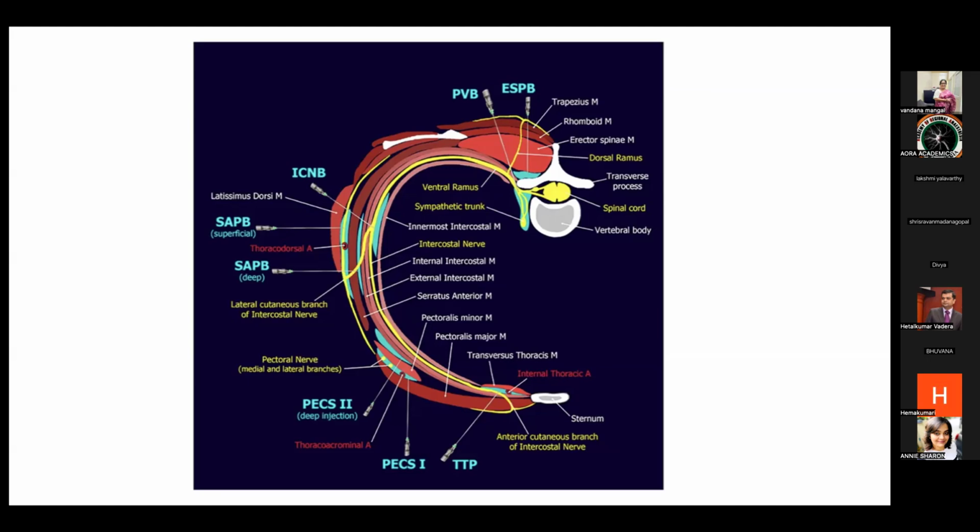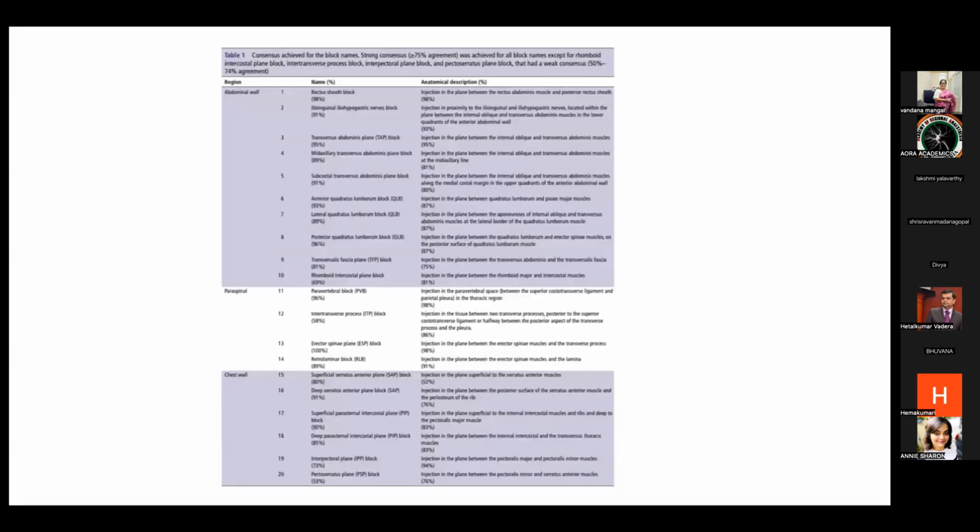So in the anterior chest wall, we'll be covering the anterior cutaneous nerves. And in the lateral chest wall blocks, such as serratus anterior plane blocks, you'll be covering your lateral cutaneous nerves. And in the posterior block, you'll be covering the dorsal rami, such as your erector spinae plane blocks.